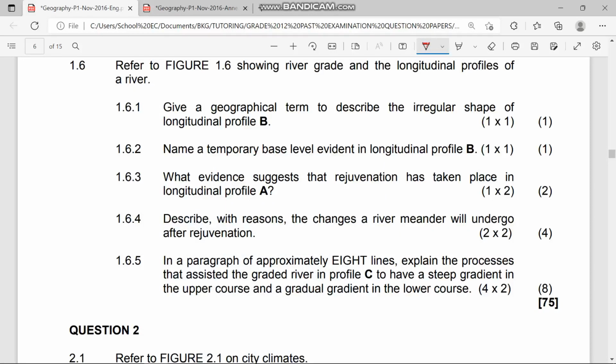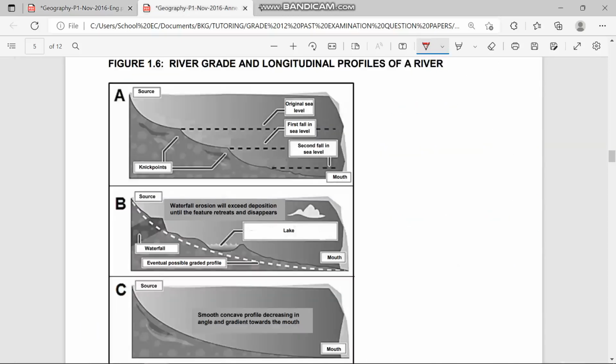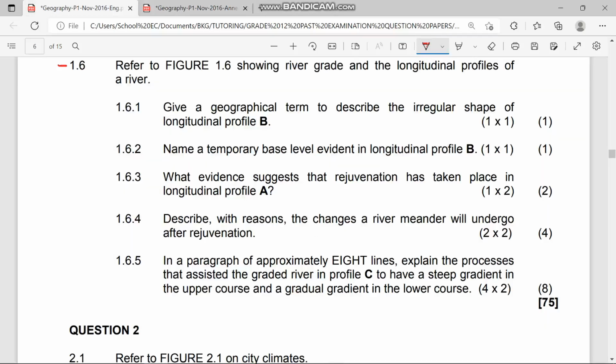Today we are going to be continuing with our question paper, 2016 November, of geography. We are going to be dealing with question 1.6, which says we must refer to figure 1.6. This is figure 1.6, which is a longitudinal profile of a river and also shows us a river grade.